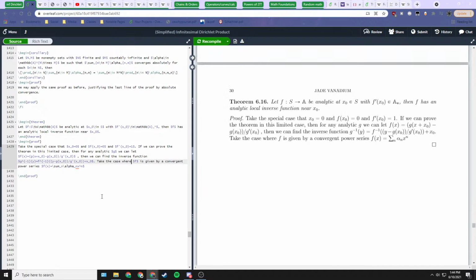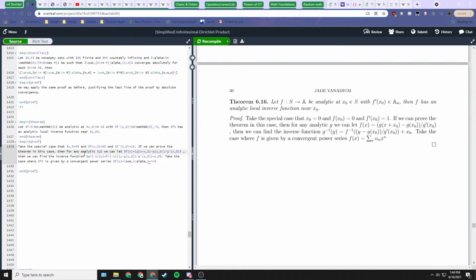Okay, so our special case is x0 is 0, f of x0 is 0, and f prime x0 is 1. If you can prove the theorem in this case, then for analytic g, we can let f of x be this, which satisfies the criteria, and then this will hold. Yes. So g inverse at y will be centered around y near g of x0. Okay, yeah.